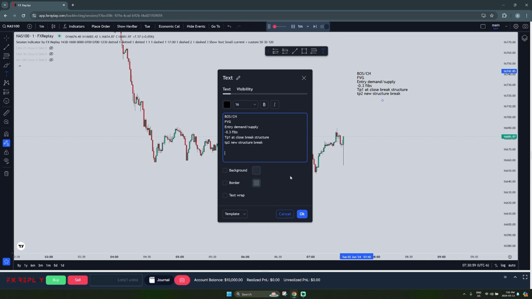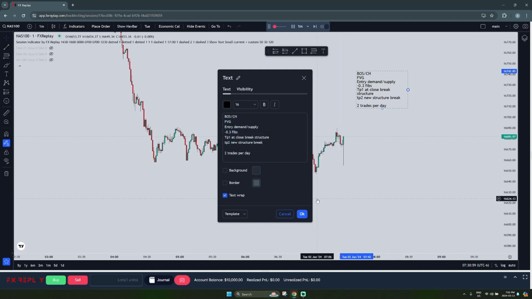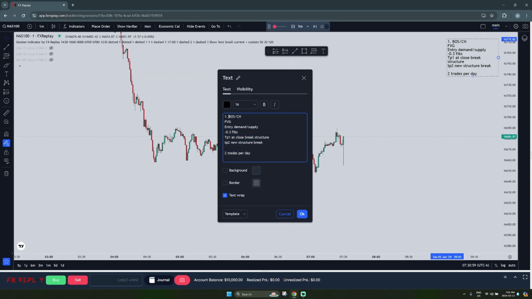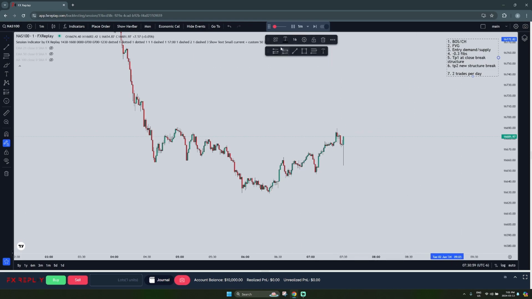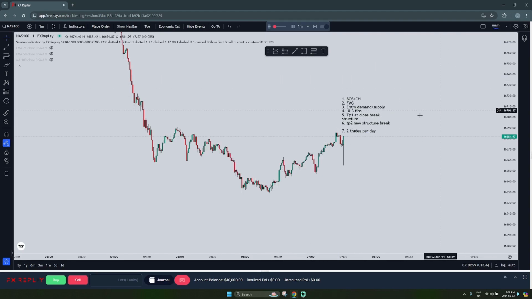So that is my rules. 2 trades per day. So yeah, that's my rules right here. Let's just go like that. Put this up in the corner somewhere. We got part 1, part 2, part 3, part 4, part 5, part 6, and then part 7. So yeah, let's save that. Rules, boom.